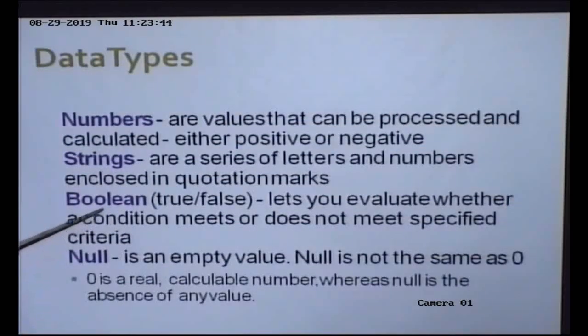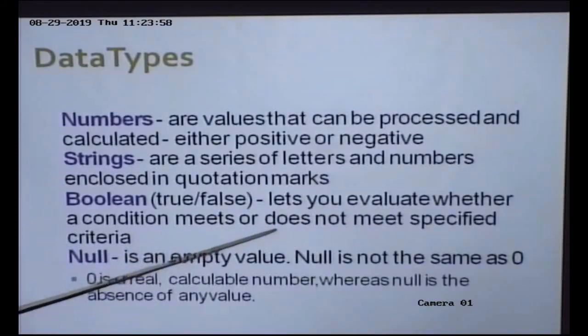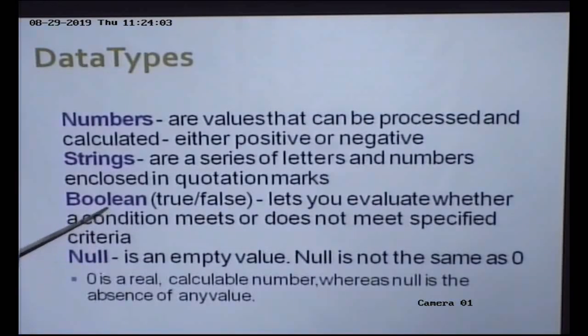Next is Boolean. Boolean, as usual, will check the variable value, and it is either true or false. If you evaluate whether a condition meets or does not meet the specified criteria, then you apply the Boolean type. So the Boolean type is used for evaluating the variable value, either true or false.